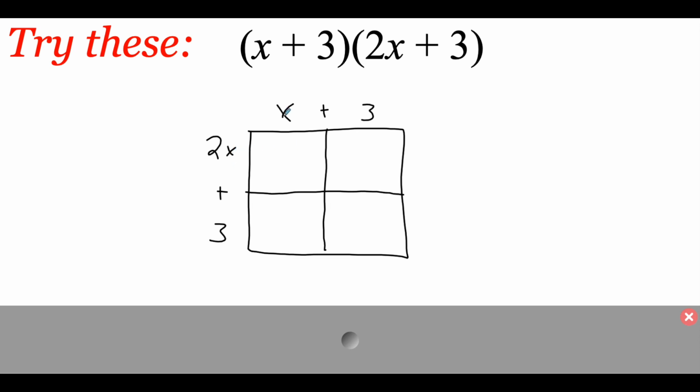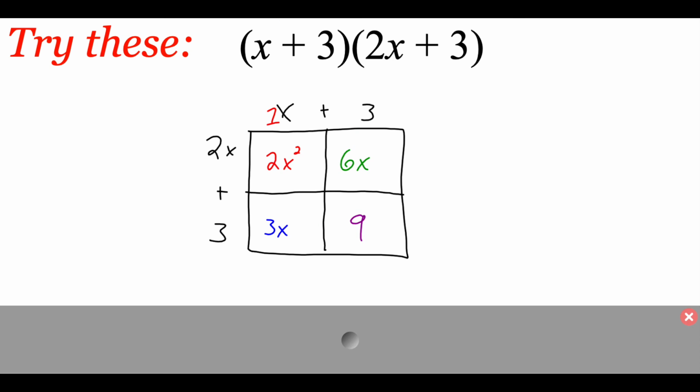So 2x and x, if I multiply those together, well, this is really a 1x. So 2x times 1x, 2 times 1 is 2, x times x is x squared. Then if I take 2x times 3, well, 2 times 3 is 6, but I need to keep the x attached to that. 3 times 1x, well, 3 times 1 is 3, but I need to keep the x attached to that. And then last, 3 times this 3 is going to give me 9.